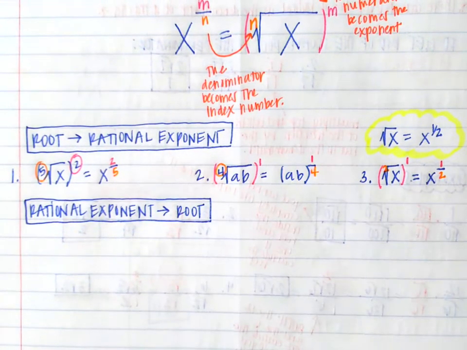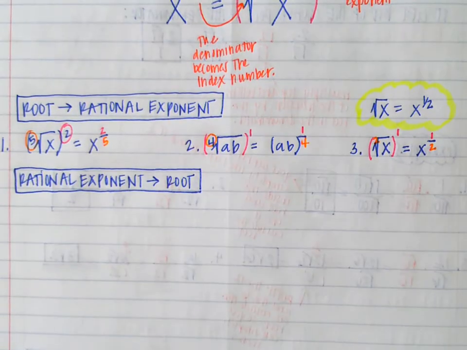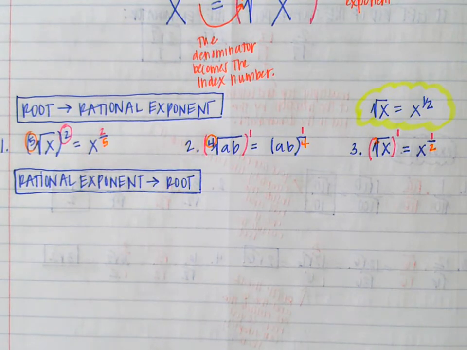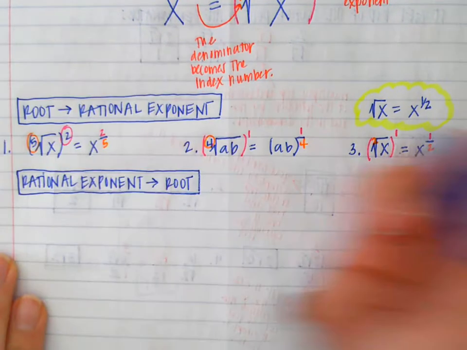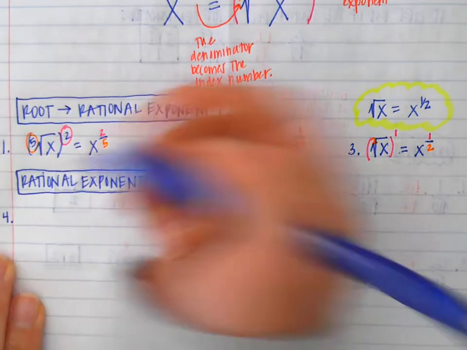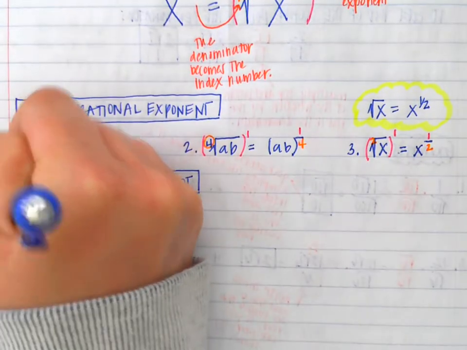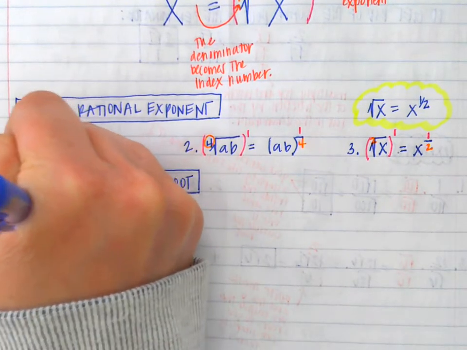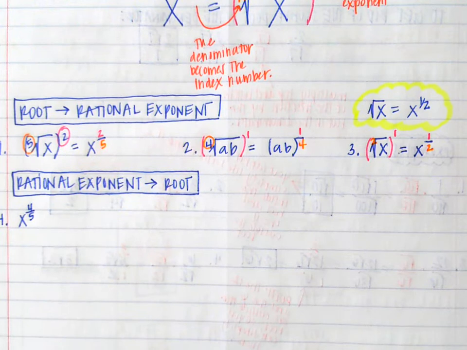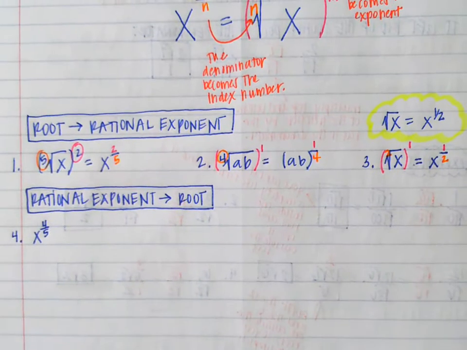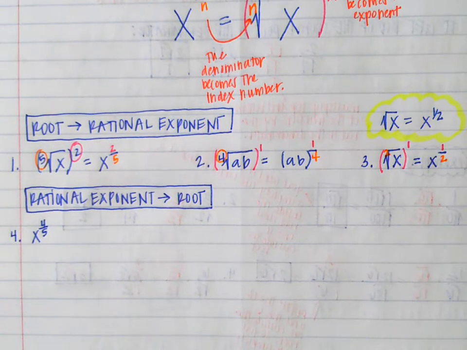And there we go. Okay, so let's look at our first example. I want you guys to think, if I gave you x raised to the 4/5 power, how would I rewrite that as a root? So think, what would be the index number? What would be the exponent? And go from there.